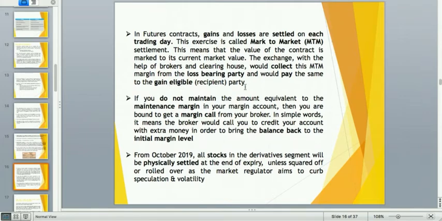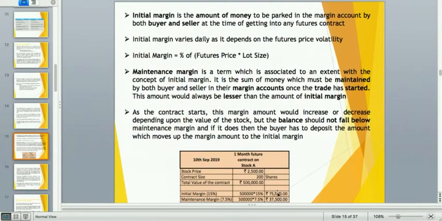the eligible or recipient party. So if I am making a gain, where am I going to get that gain from? From the counterparty, from the other party. The clearinghouse would settle that for me. Okay, so if you don't maintain the amount equivalent to the maintenance margin, then you're bound to get a margin call. I've already told you about this. Let me just get back to this table here.